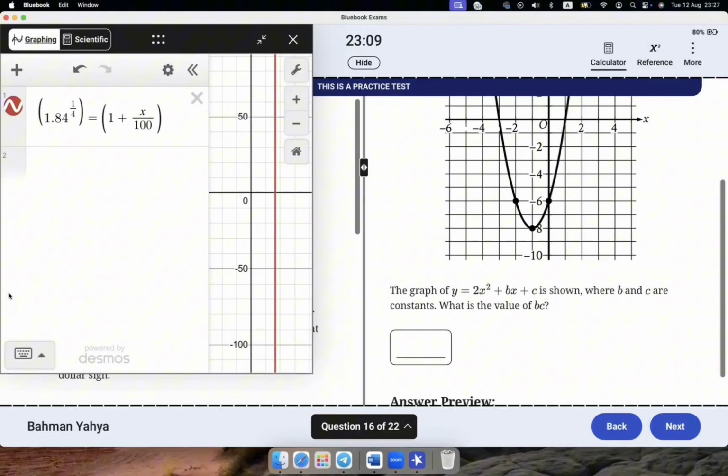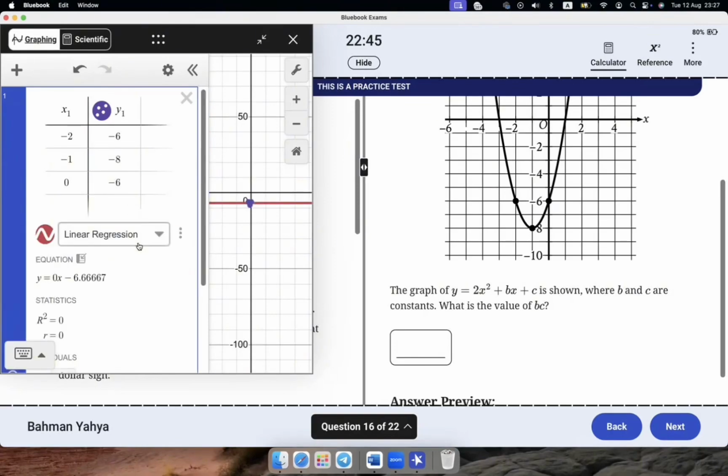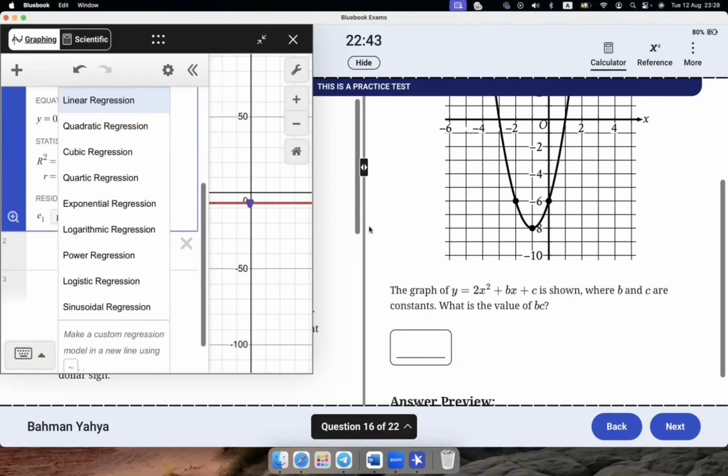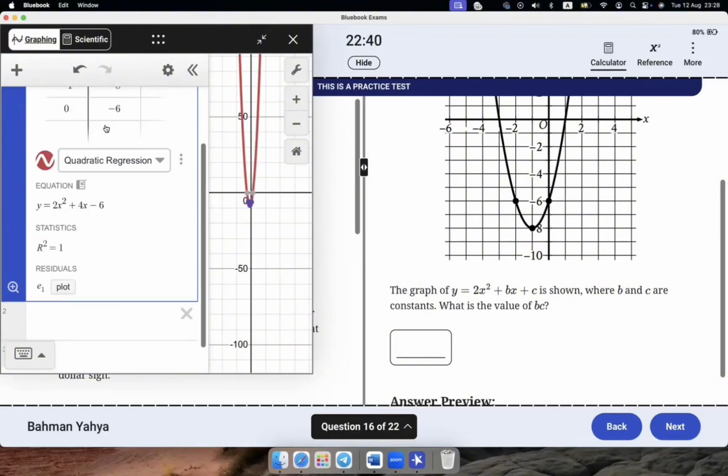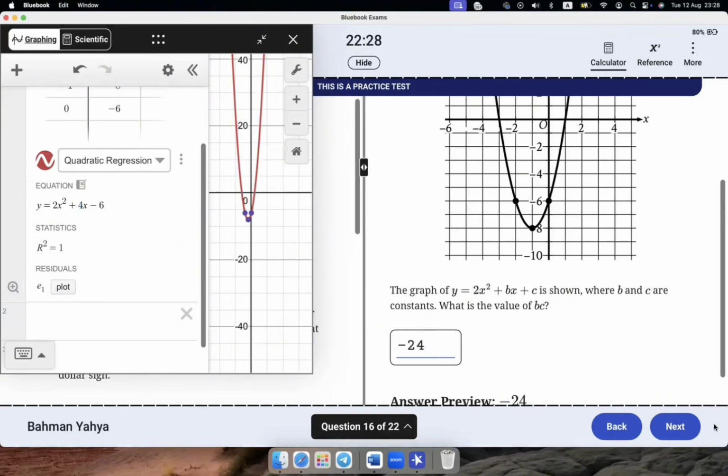Look, guys, if you are given the graph, we are given 3 points exactly that we know their coordinates. Let's just type it to the decimal. It automatically picks linear equation, but you see it's a parabola, a quadratic equation. I'll pick quadratic regression, and you see the same graph is given here. What is the value of B and C? You see B is 4, C is negative 26, right? So they ask for BC. 4 times negative 6 is negative 24.